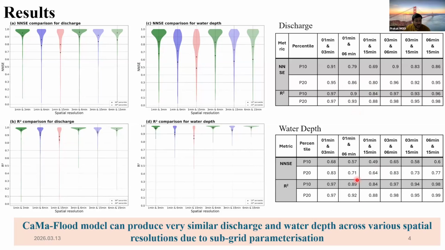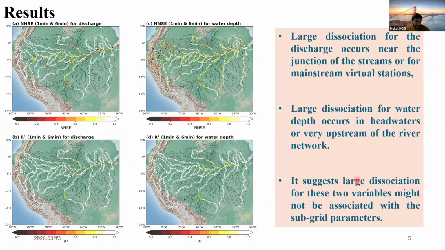But the second thing we identified is that, when we see the spatial distribution of normalized NSE and R square for discharge and water surface elevation, large dissociation for discharge mainly occurred at river junctions in the mainstream, or where a substream joins larger or smaller substreams. Whereas the large dissociation for water depths occurred mainly in the upstream or headwaters. Since CaMa-Flood uses subgrid parameters from high resolution, this shows these are not happening because of the parameterization, because the two differences occur in different places.